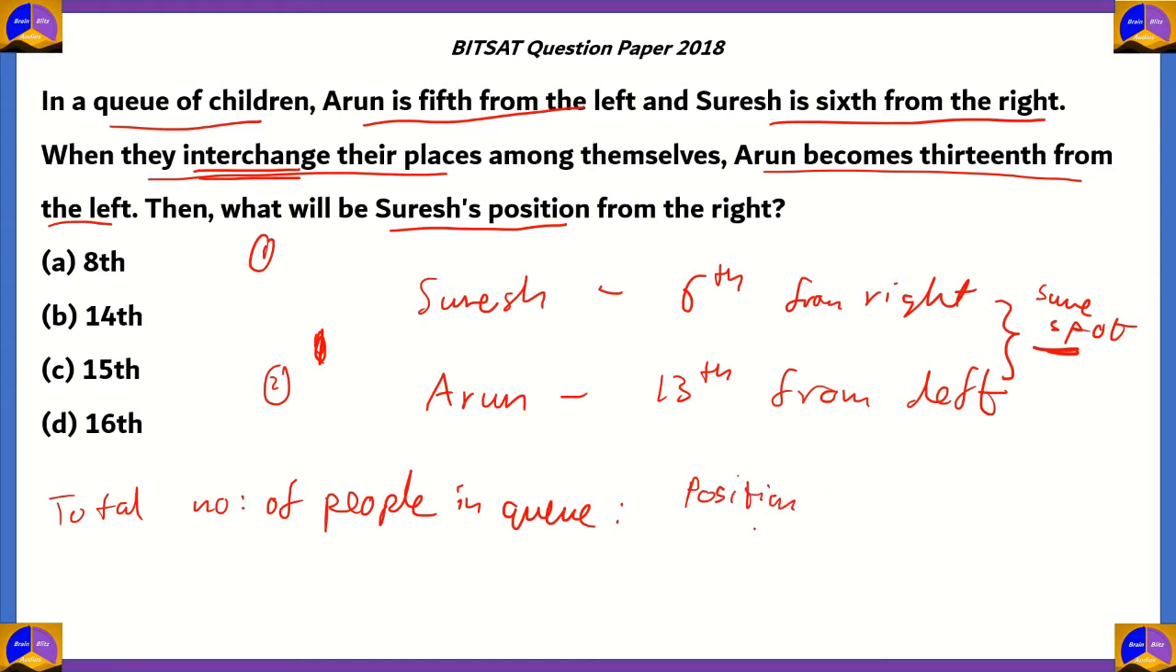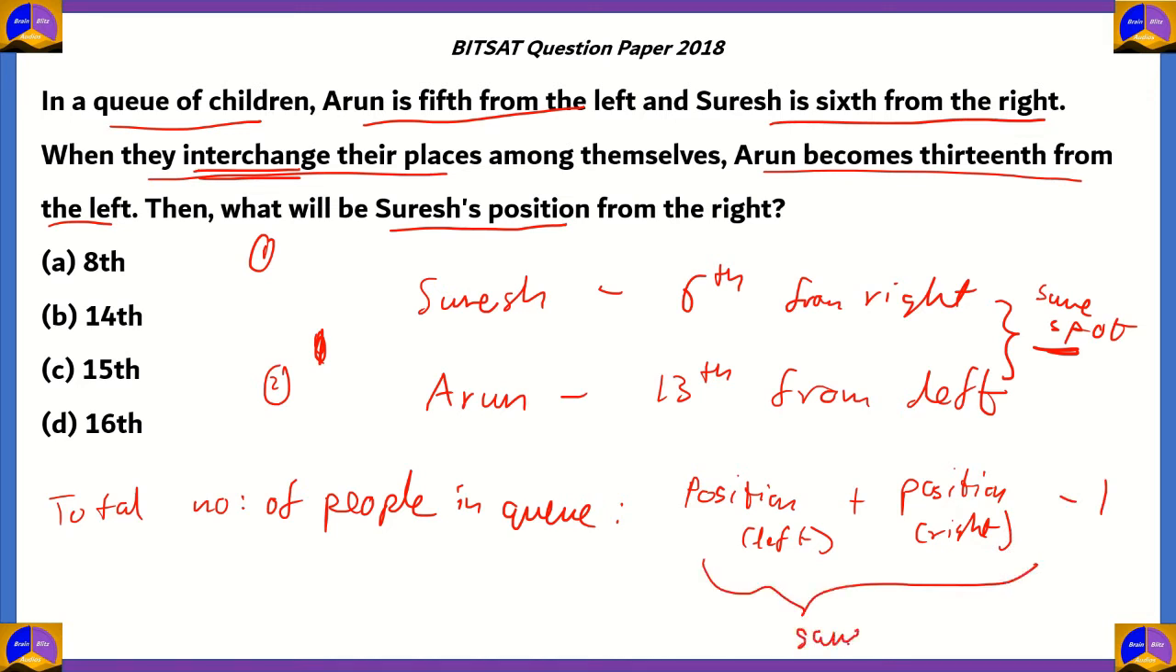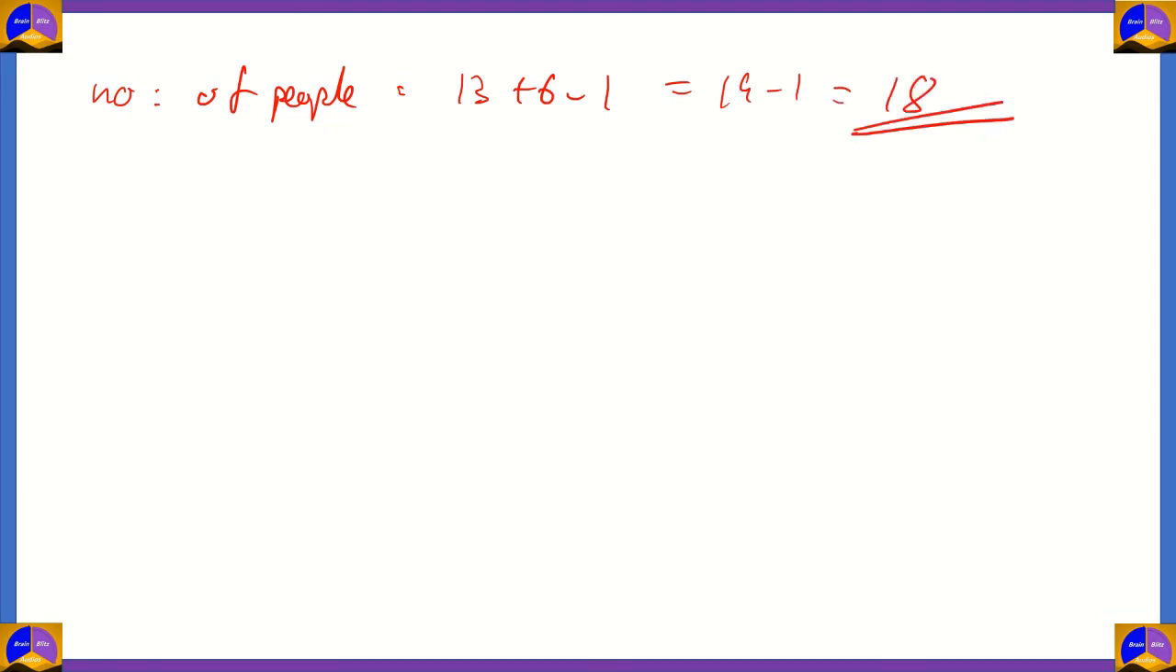So total number of people in the queue can be given as position from left plus position from right minus 1, where the position from the left and position from the right are for the same spot. So we know the position from the left and the right for the same spot, that is 13 and 6. So therefore, the number of people can be written down as 13 plus 6 minus 1. 13 plus 6 is 19. 19 minus 1 is equal to 18. So the total number of people here are 18.